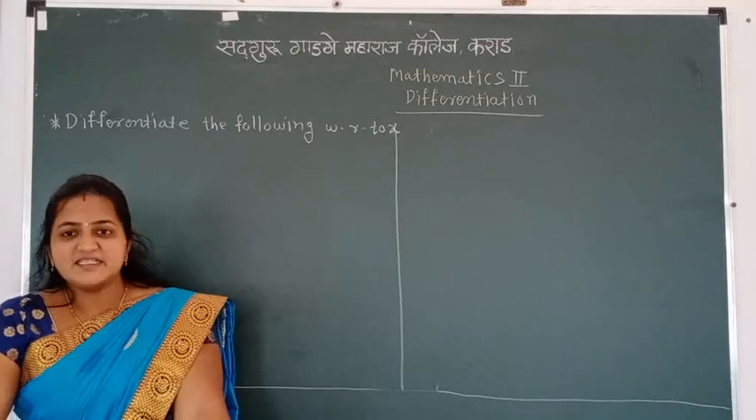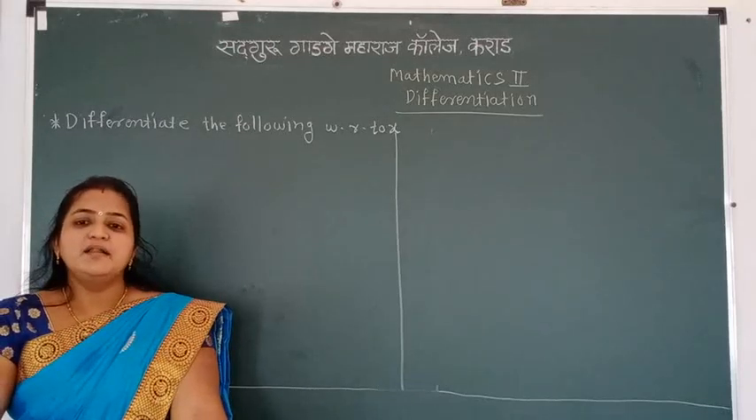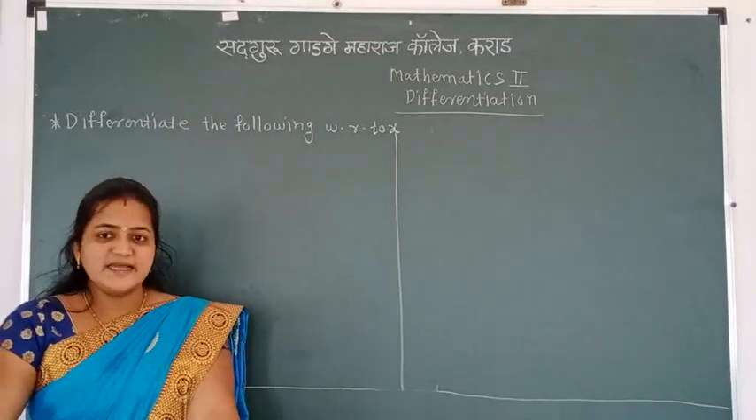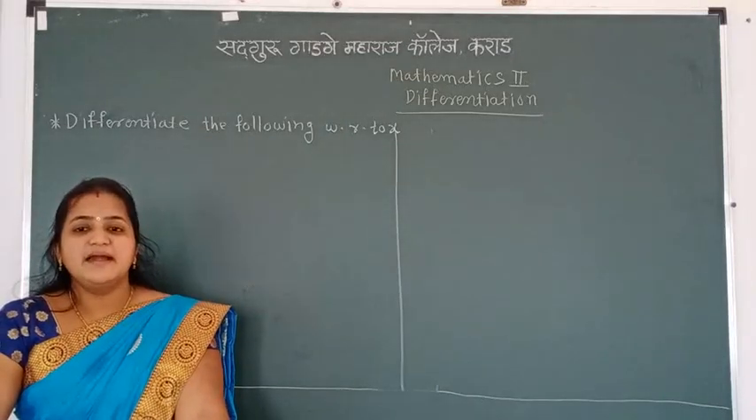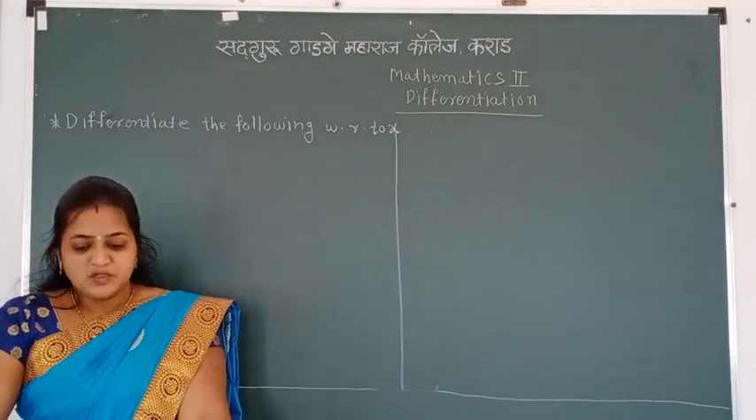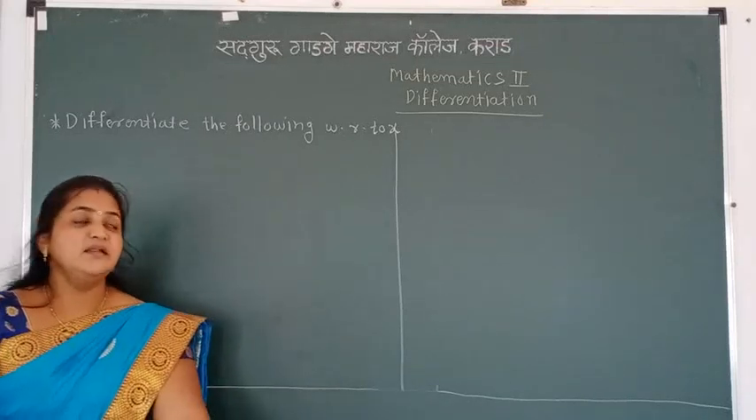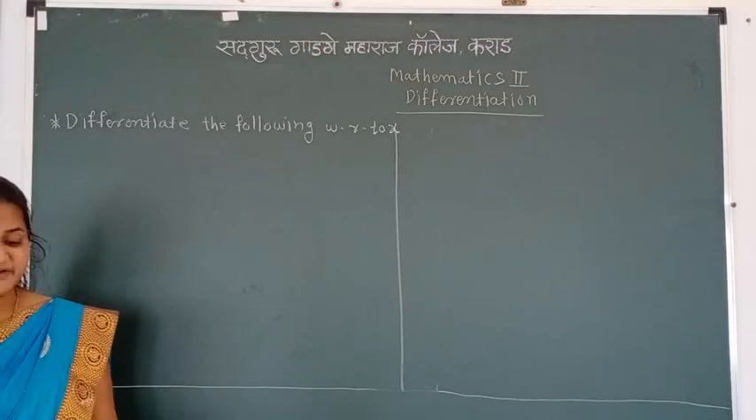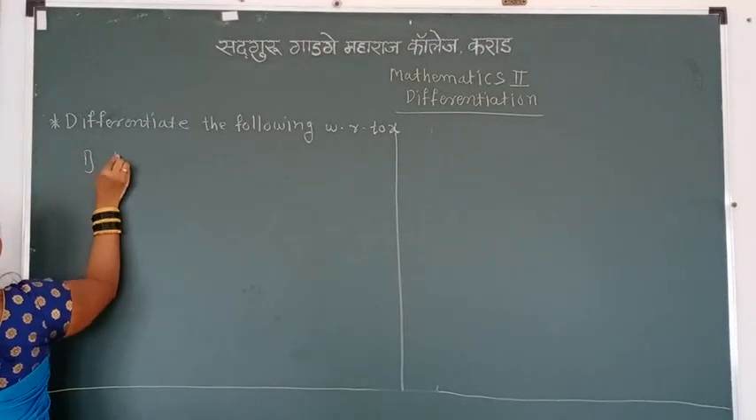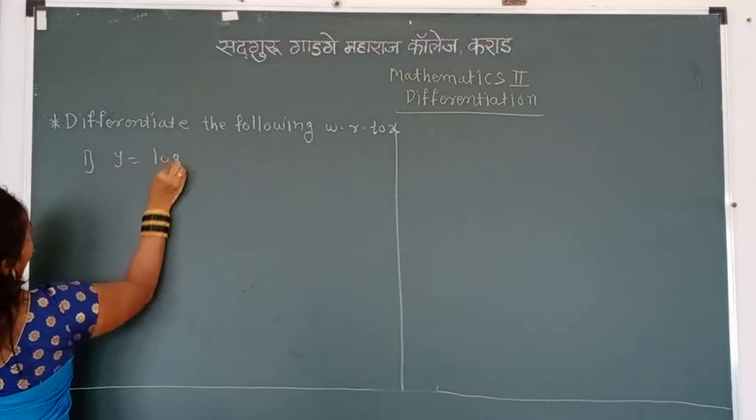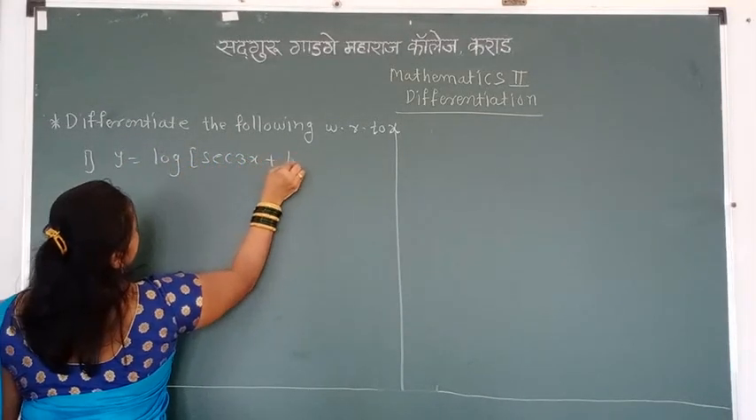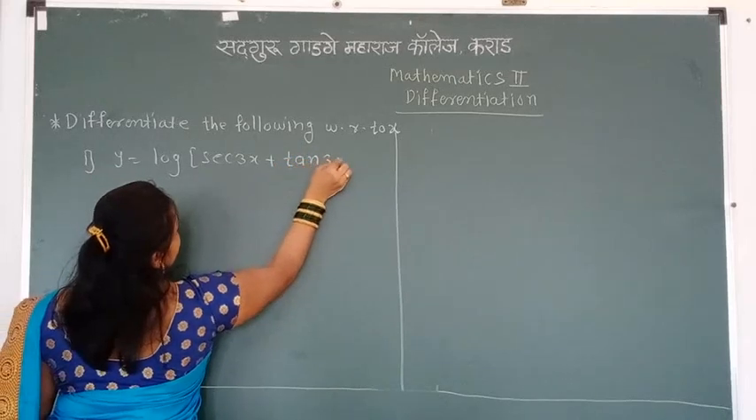Now, last lecture we studied some examples based on the composite theorem. Now, in this lecture we again solve more examples for the same composite theorem. So, write down my first example. Differentiate the following function with respect to x. So, my first example, y is equal to log of sec 3x plus tan 3x.